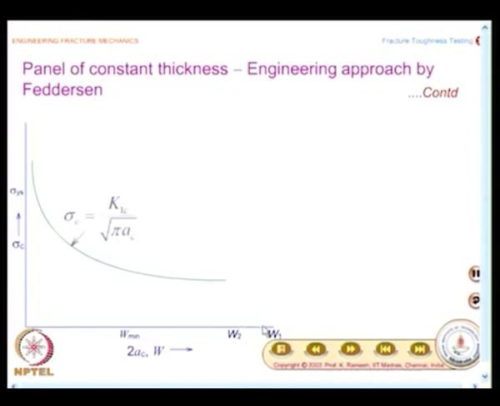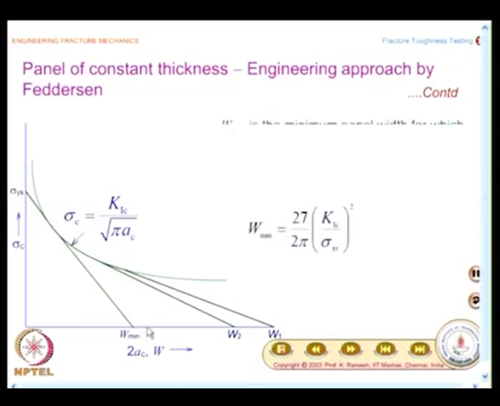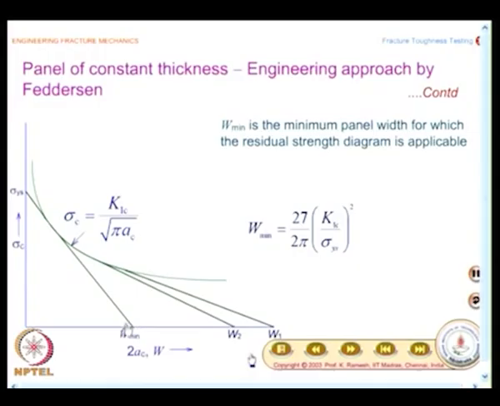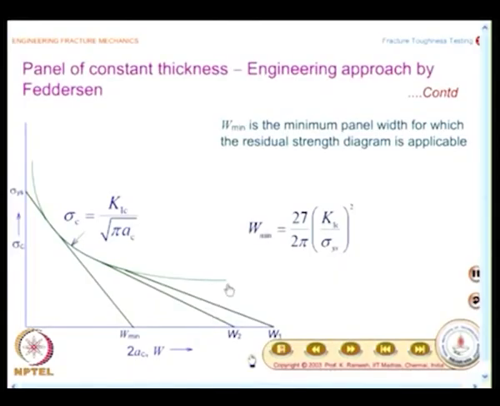Suppose I keep drawing tangents from the panel width. At one panel width, what you will find is you will have only a straight line, there will not be any curved portion. So, that dictates what is the value of the minimum panel width. You need to have that as a minimum panel width for you to do the fracture toughness testing, it should be greater than that, and this minimum panel width is given as 27/2 pi multiplied by K1C divided by sigma ys whole square.